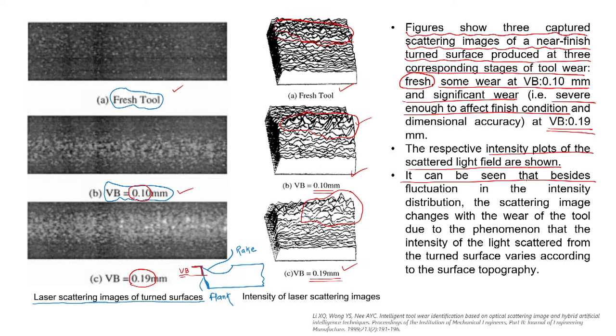It can be seen that besides fluctuation in the intensity distribution, the scattering image changes with the wear of the tool, due to the phenomenon that the intensity of the light scattered from the turned surface varies according to the surface topography. So here the concept is that the reflection from the machined surface depends on the surface topography, and as we change the tool, the surface profile gets changed. With a fresh tool, the surface topography was different. With a worn out tool, the surface topography was different. So by capturing the image of the surface topography, we can easily detect the tool wear or the tool life.